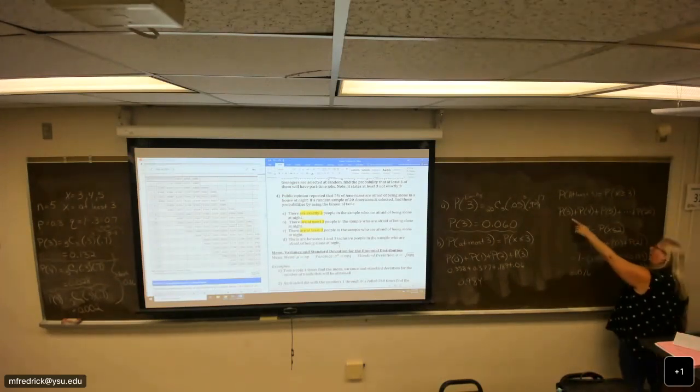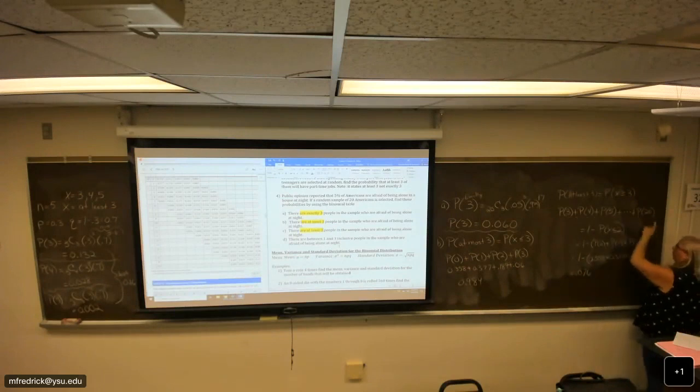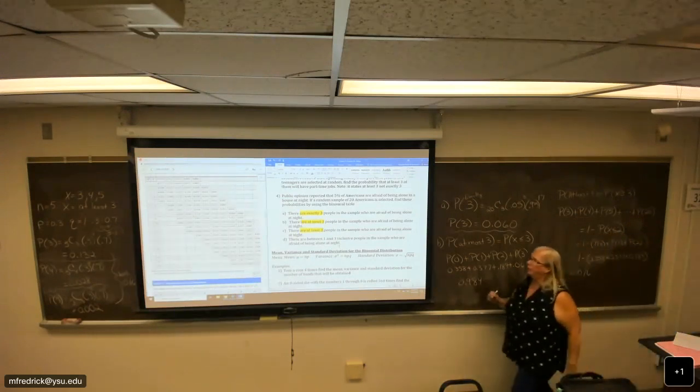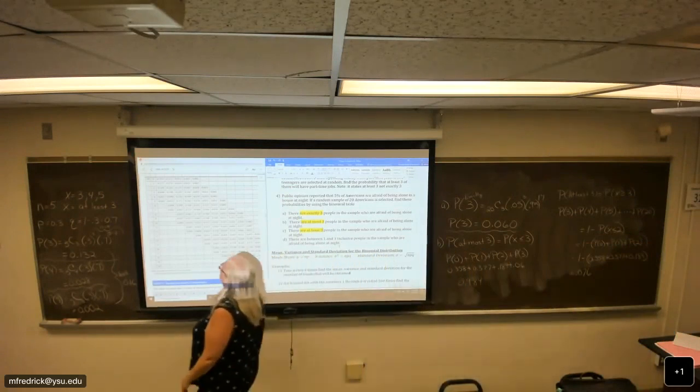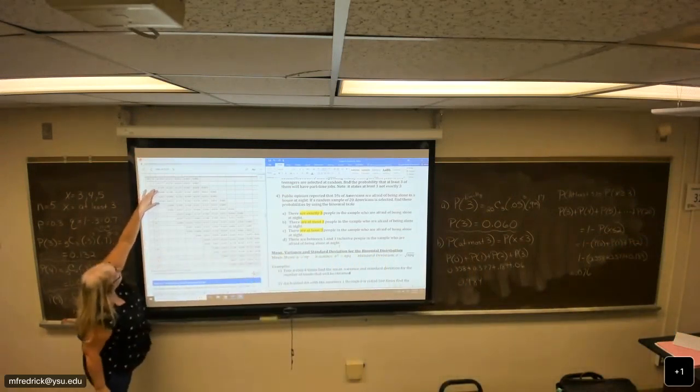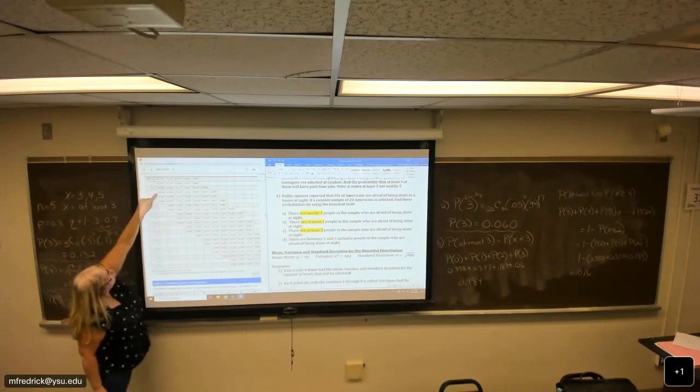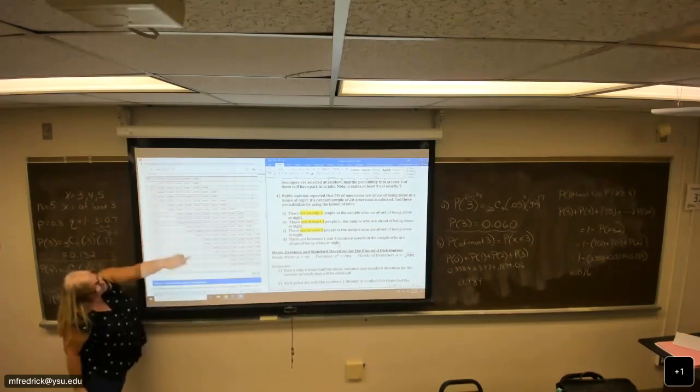So we could add all of these up, or we could take 1 minus the values that are not included, which are 0, 1, and 2. Notice if we just add those up, they would be these 3, because everything else is zeros. And if you add these up, you get the same value.